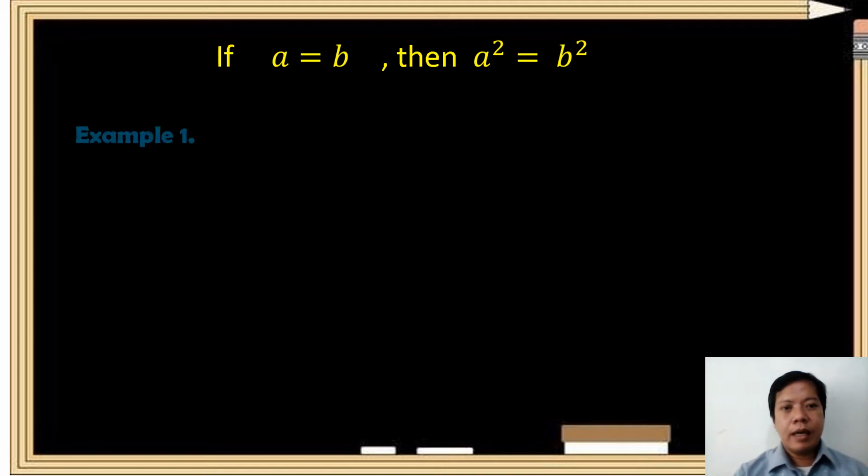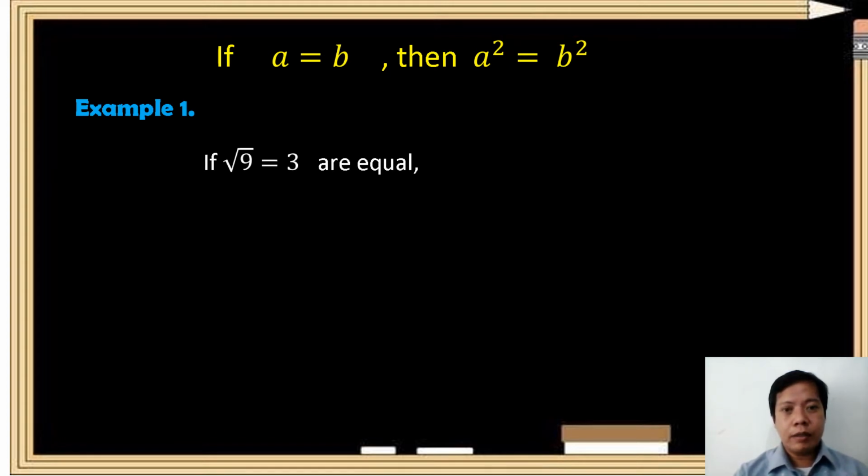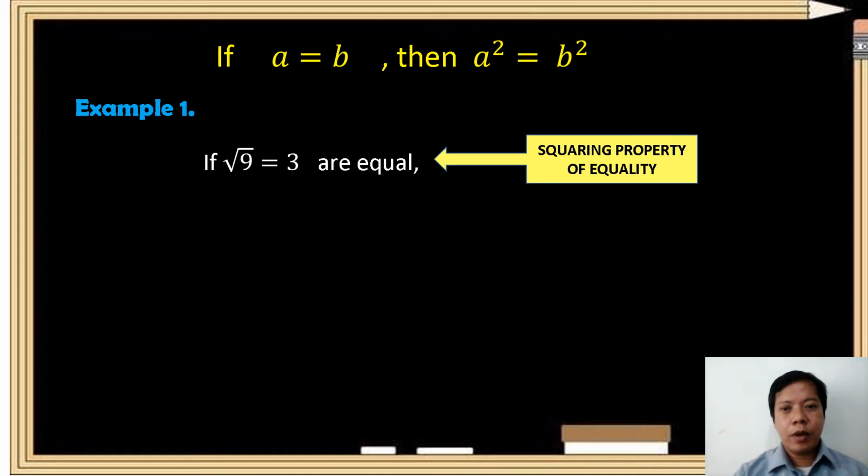In solving radical equations, we can use the fact that if two numbers are equal, then their squares are equal. In symbols, if a is equal to b, then a squared is equal to b squared. For example, if square root of 9 is equal to 3, using the squaring property of equality, in short, we're going to square both sides of the equation.